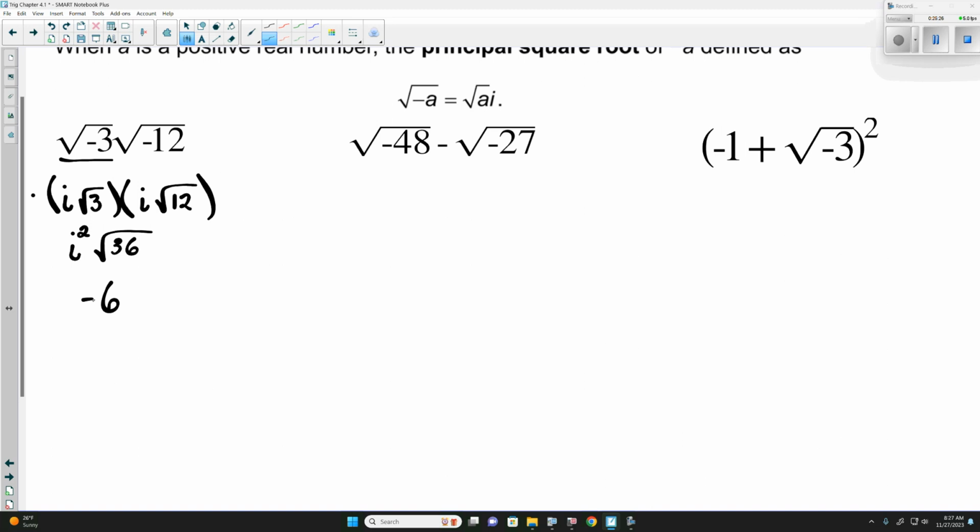So some of these, if we tried the next one, square root of negative 48 minus the square root of negative 27, we can type this into the graphing calculator, and it will indeed give us an answer, but it'll be a decimal answer.